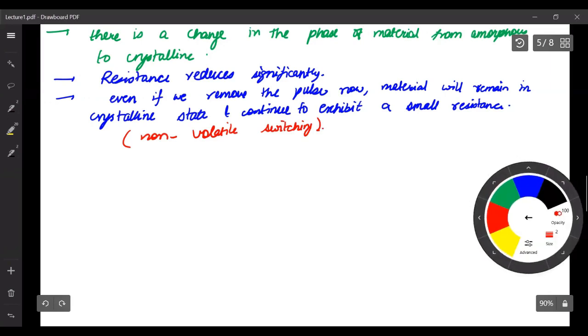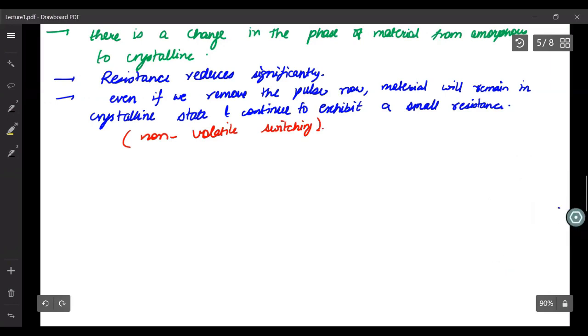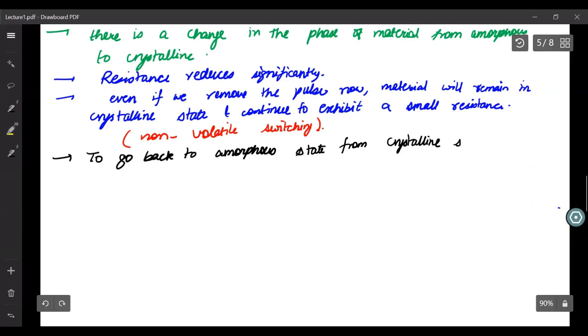Now the question is, can we go back to the amorphous state from this crystalline state? Yes, we can do that. How? So to go back to amorphous state from crystalline state, what we do? We heat the material.